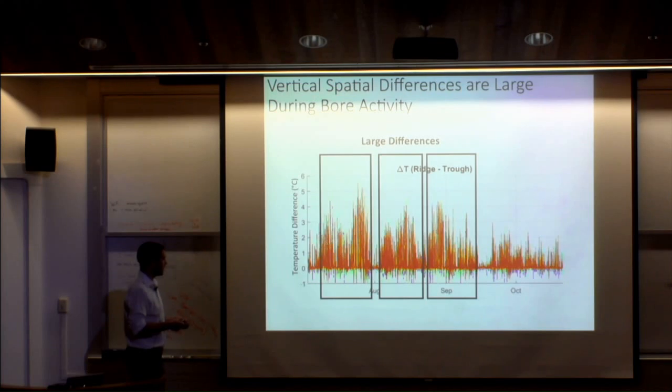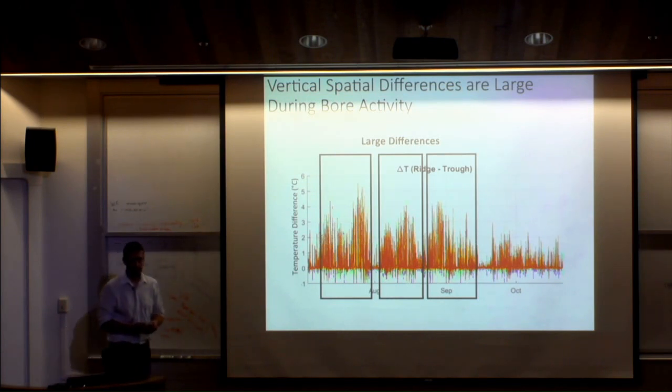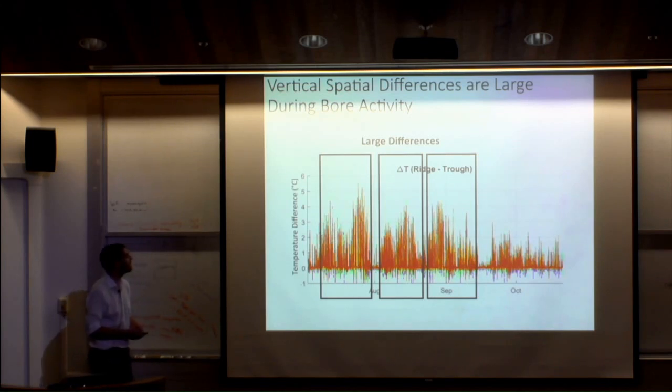So when we have these internal bore activities, we see temperature differences on the spatial scale, up to above 5 degrees centigrade for brief moments in time, and commonly above 2. And all of these are pretty big differences for ectothermic organisms that live in the kelp forest.